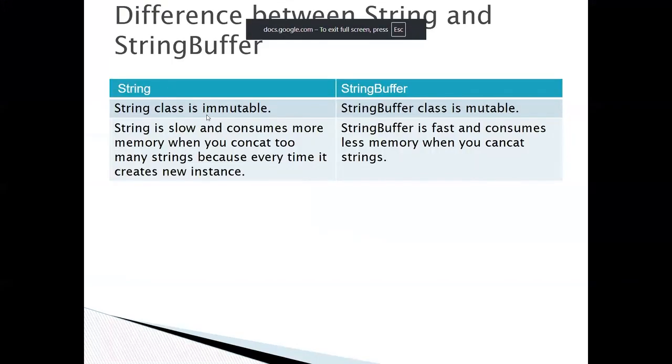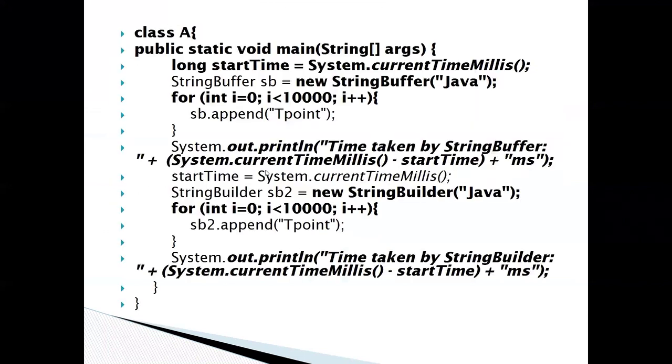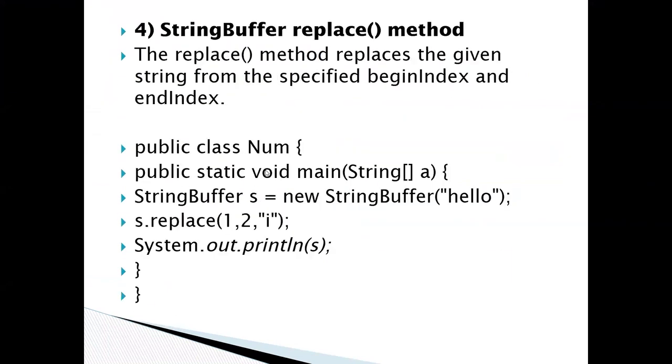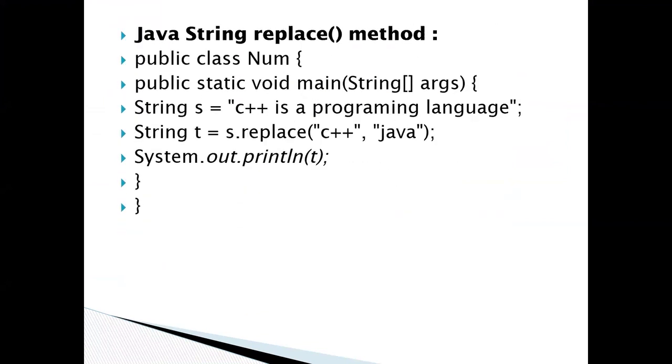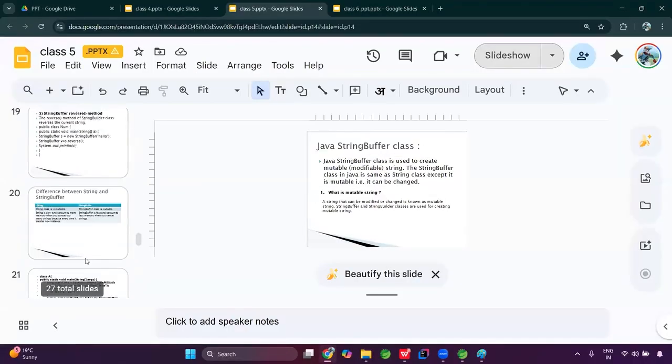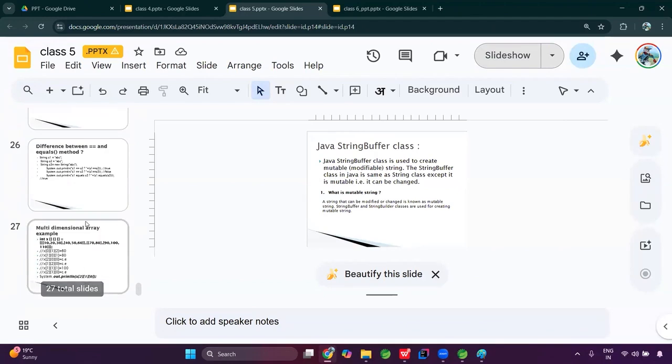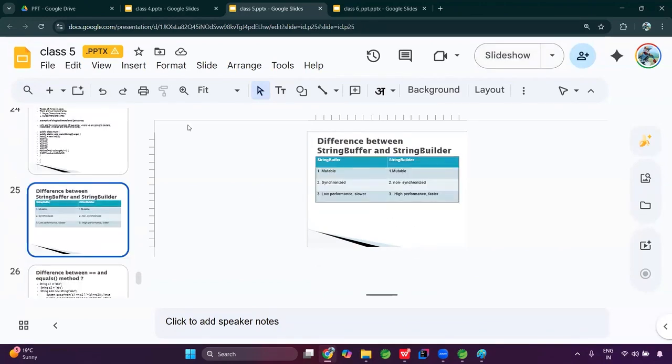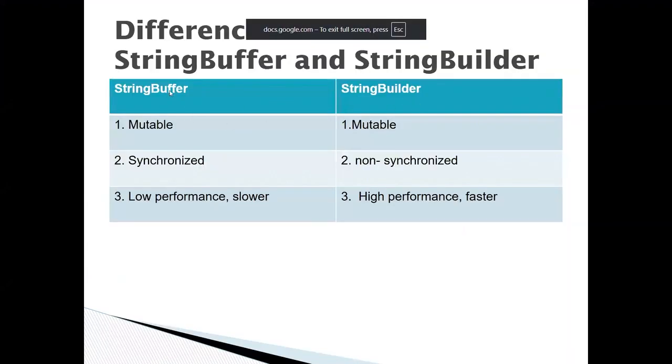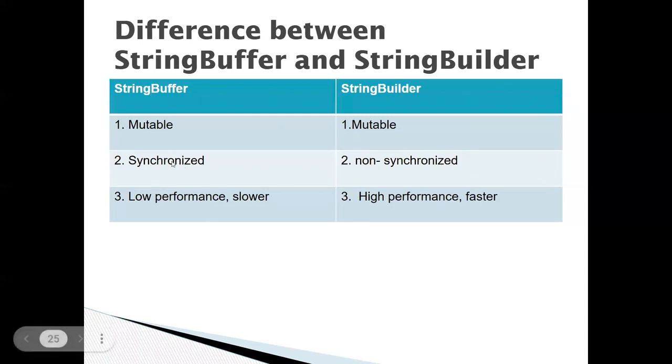Okay. So basically string is immutable. Okay, this is a difference I missed, I guess. Here it is. What is the difference between string buffer and builder, right? String buffer is also mutable. String builder is also mutable, right? As you can see, string buffer is synchronized.